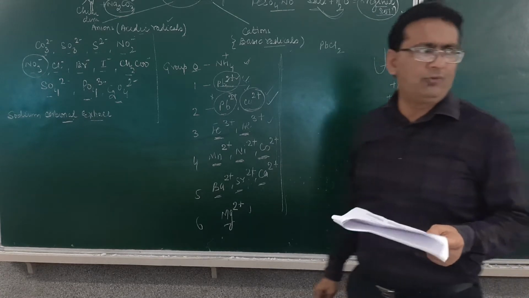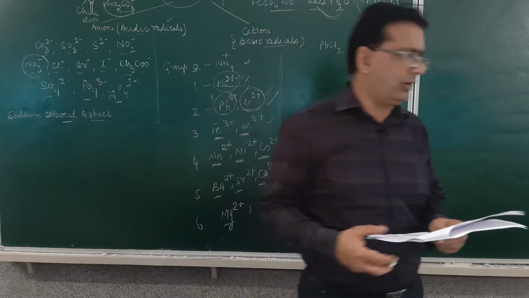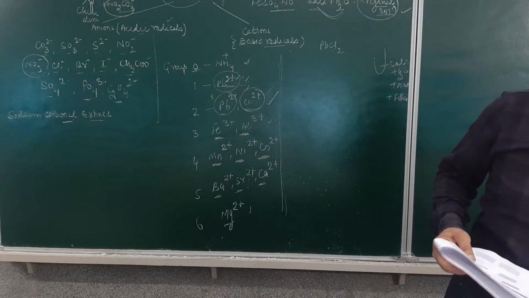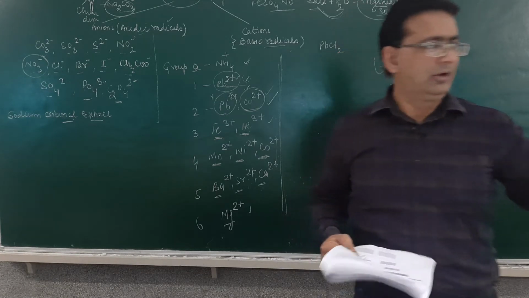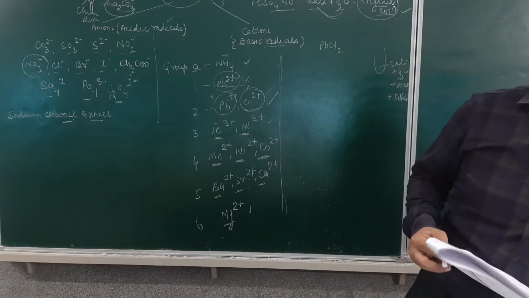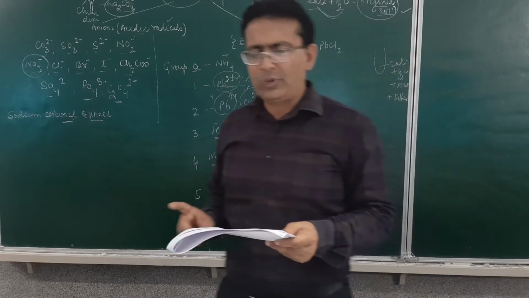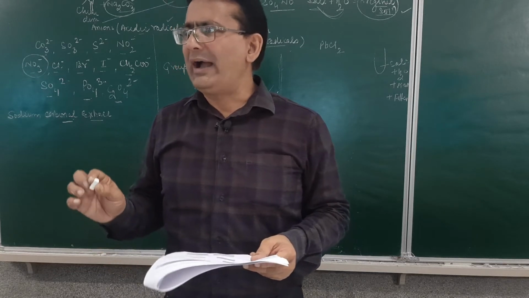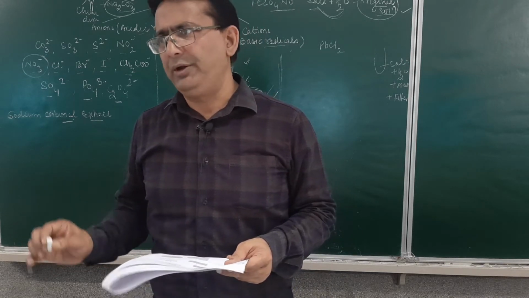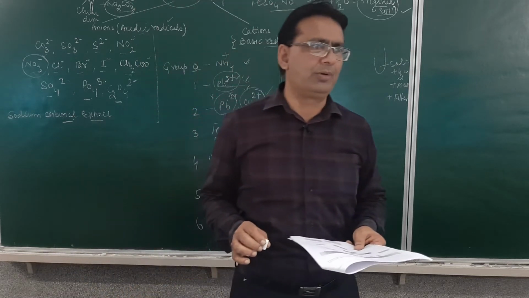To this solution, we add dilute hydrochloric acid. Dilute hydrochloric acid is kept in the wash bottle, this bottle. From here you have to add it. It will be kept on either side of the reagent shelf and you have to add it from there. So to the original solution, you add dilute HCl. When you add the dilute HCl, a white precipitate will be obtained. If the white precipitate is obtained, it indicates the presence of group number 1.